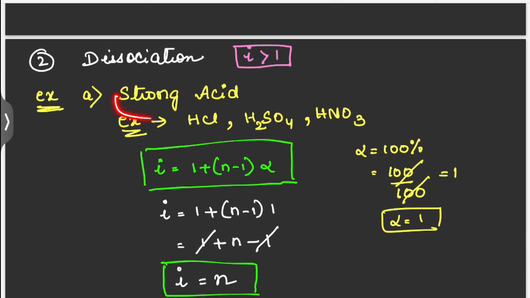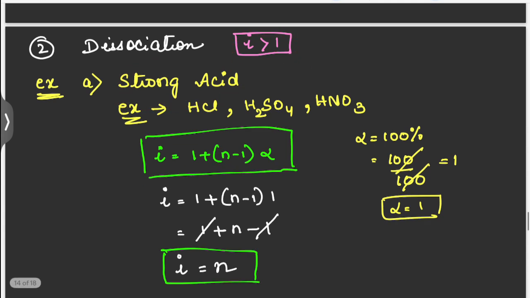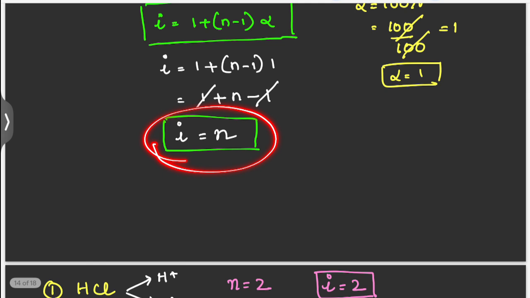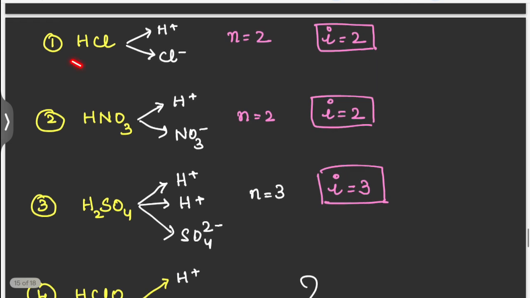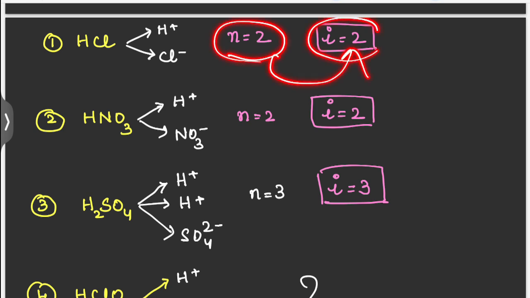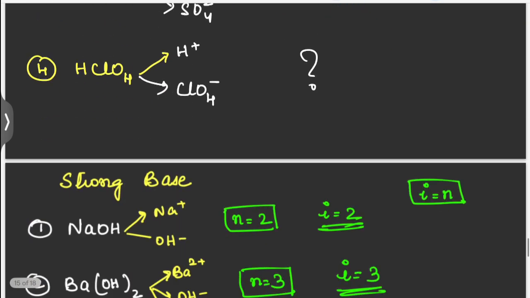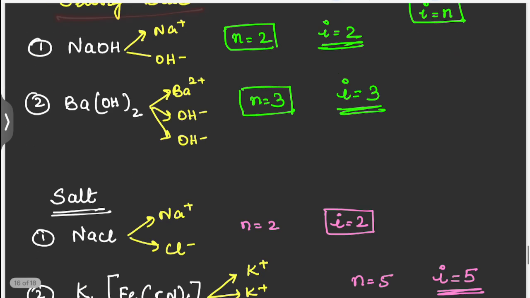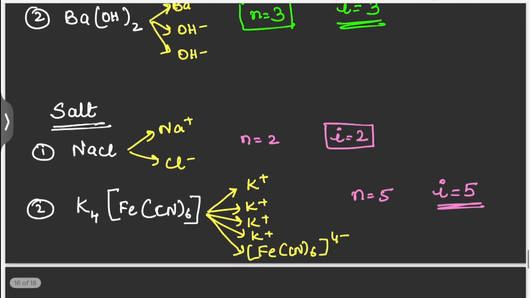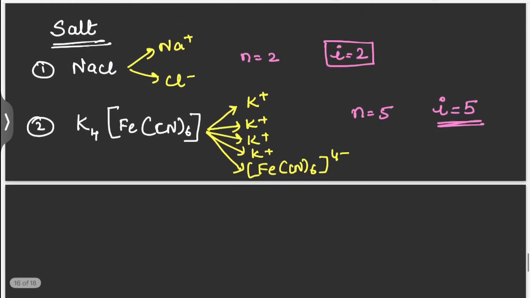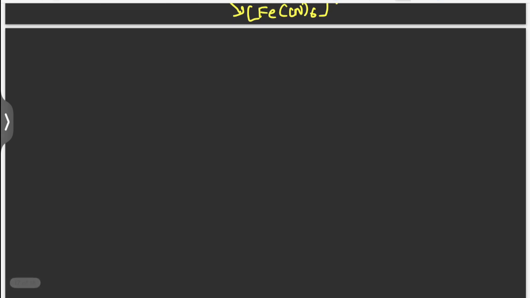So for strong electrolytes, that is for strong acid, strong base and salt, make a note of this: i will be greater than 1, and you will be using the equation i is equal to n. n is nothing but the number of ions formed from the molecule. See how many ions a molecule is going to give. That is the value of n, and the n value will be equal to i. i is nothing but the Van't Hoff factor. So for strong acid we have seen, for strong base we have seen, and we have seen for the salt.